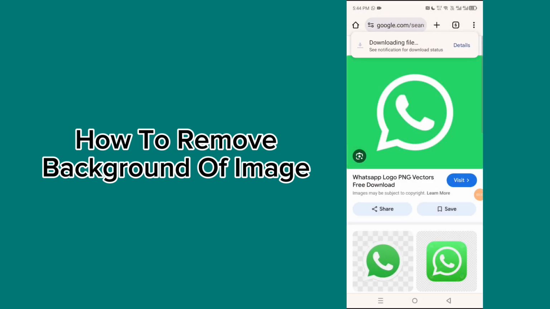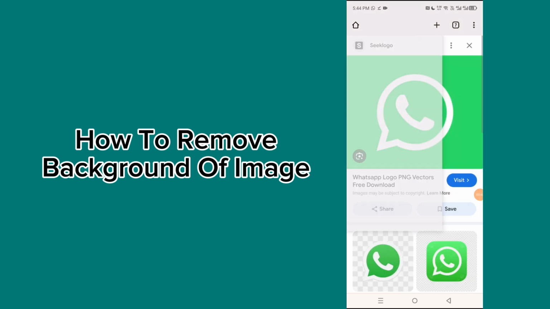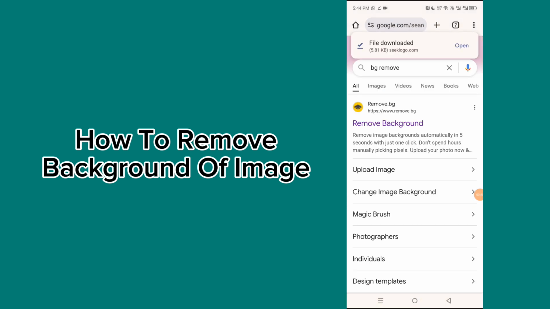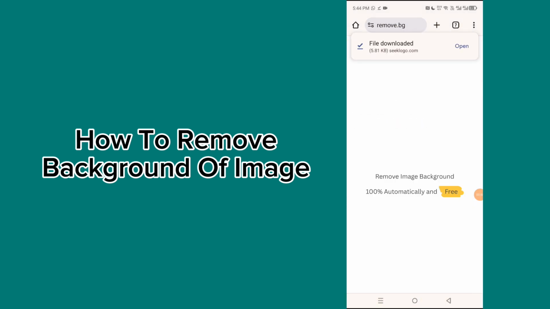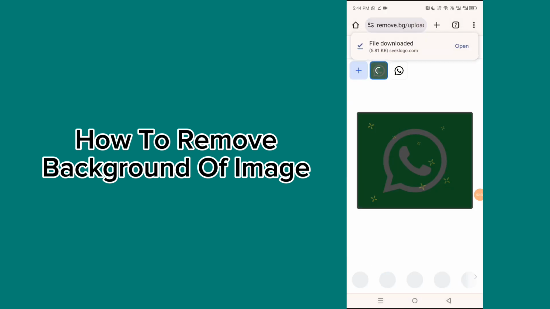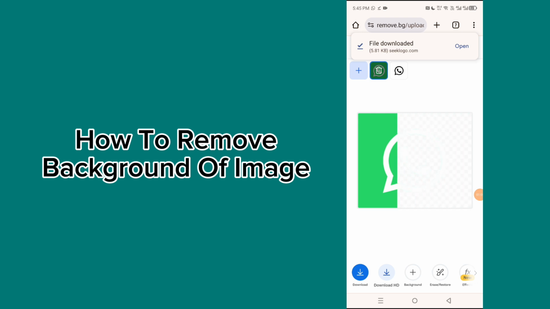So after that, in a few minutes your logo has been downloaded. After that, click on the three dots. Here you have to type bg remover. Open the first link. Then after that you have to upload the image. I am uploading the WhatsApp logo. Then in a few minutes you can see your background has been removed.